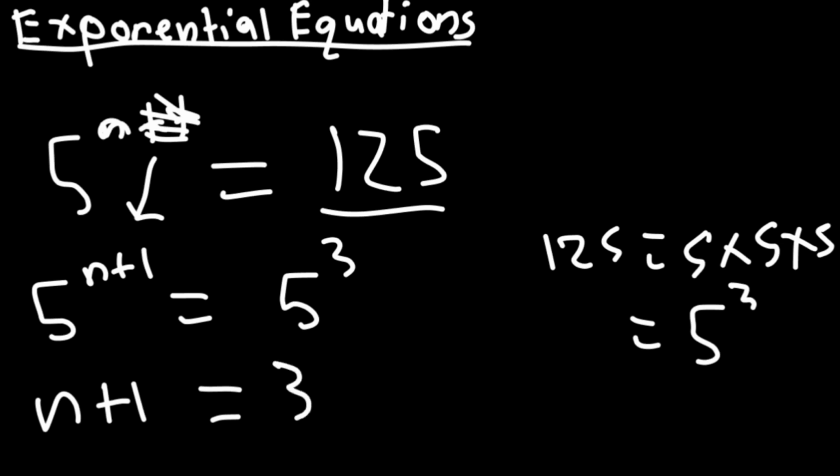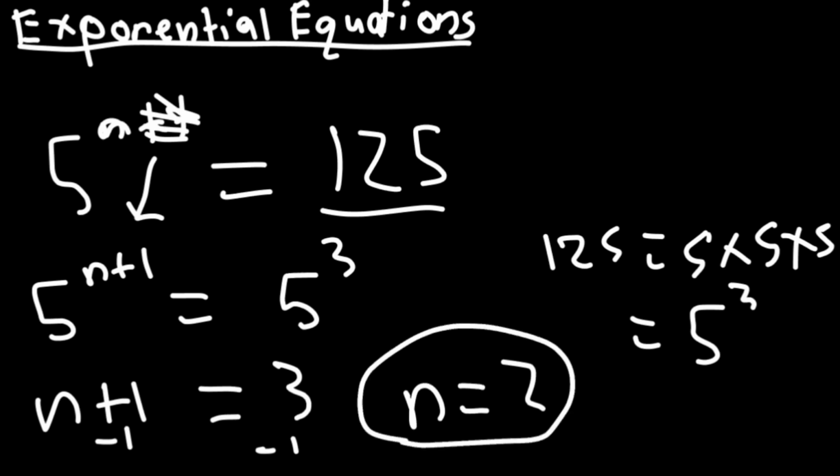And then it's easy. You just find n from there. So you subtract 1 from both sides. Therefore, you get n is equal to 2. And that is your final answer.